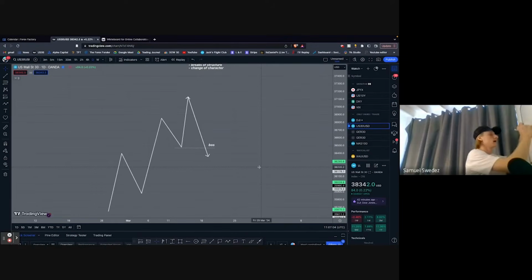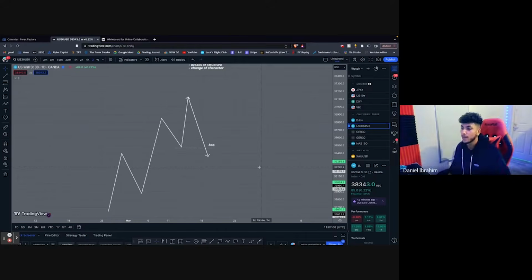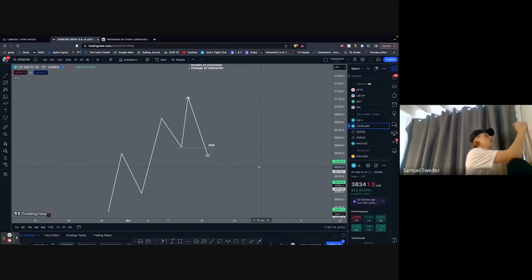So sideways is consolidation. Obviously higher highs is uptrend. Then vice versa with downtrend, as in lower lows. And then if this goes down, then that would be called a BOS.